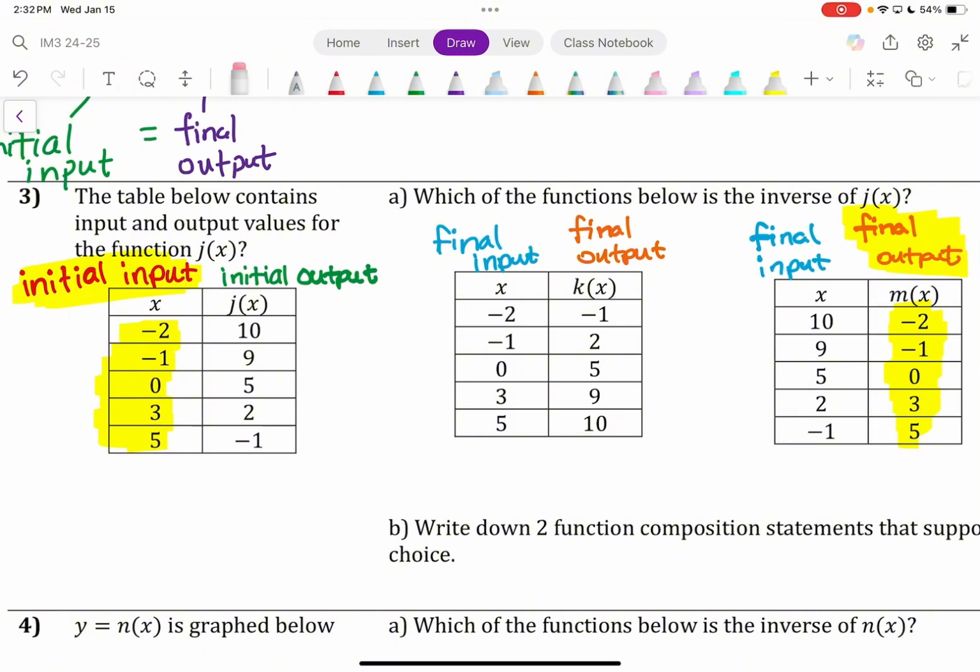Now, you want to go a step further and confirm that the other column is also the same. And we can see that it is. Here we have 10, 9, 5, 2, and -1. Here we have 10, 9, 5, 2, and -1. So with that in mind, we have shown that function m is the inverse of function j. So we can cross this one out. This one is not the inverse. This one's the inverse.